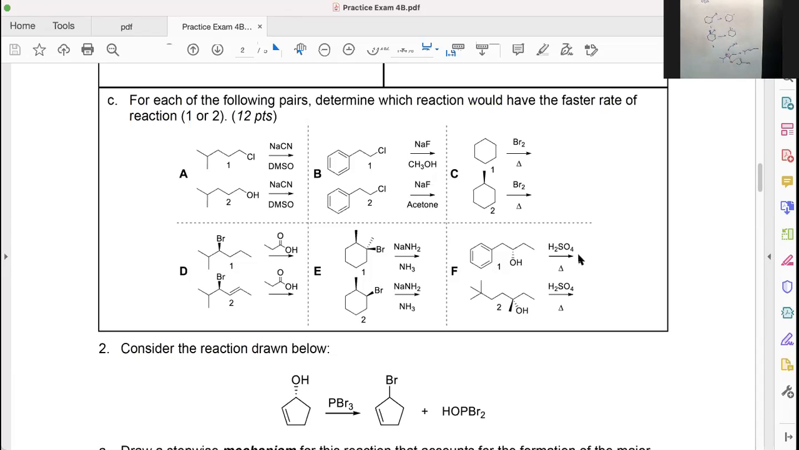But essentially, which one is better? Well, you're going through a carbocation intermediate. So is it this one, or is it this one? Which is going to be more stable? Well, with this intermediate or that intermediate, this one's more stable because it's secondary allylic. It resonates. So that's why D2 is the better one.